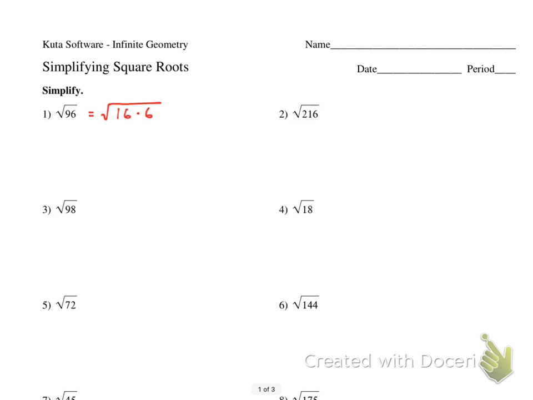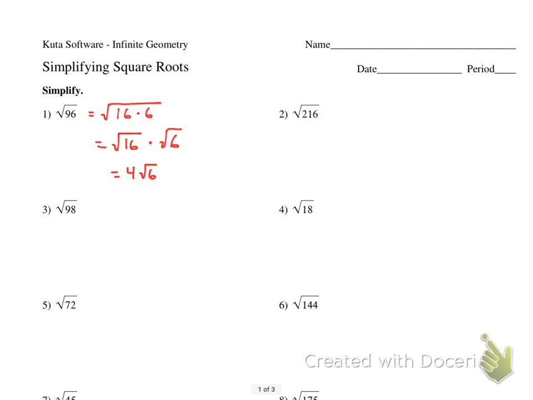So anyways, now we've gotten this. If you're following the logic here, I can say this. That's the same as the square root of 16 times the square root of 6. And I know what the square root of 16 is. What is it? It's 4. There you go. So our final simplification is this: 4 square root of 6.